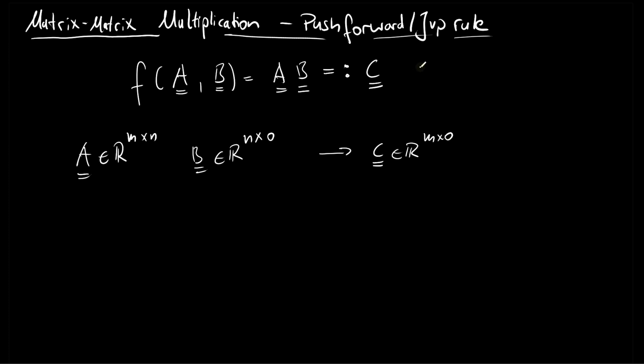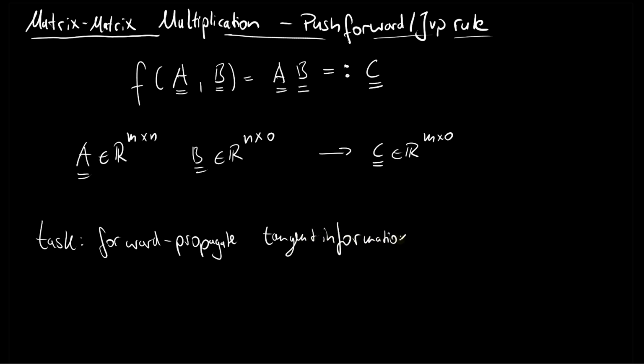Our task for the push forward or JVP rule is to forward propagate tangent information, and tangent information is given in terms of tangents on the input. This is an A tangent, which has the same dimension as the original input A. So it is an M by N dimensional matrix, as well as a tangent on B, which shall be an N by O dimensional matrix. And then we have to propagate this to the tangent on the output, which will be C dot, and it has the same dimension, which will be M by O.